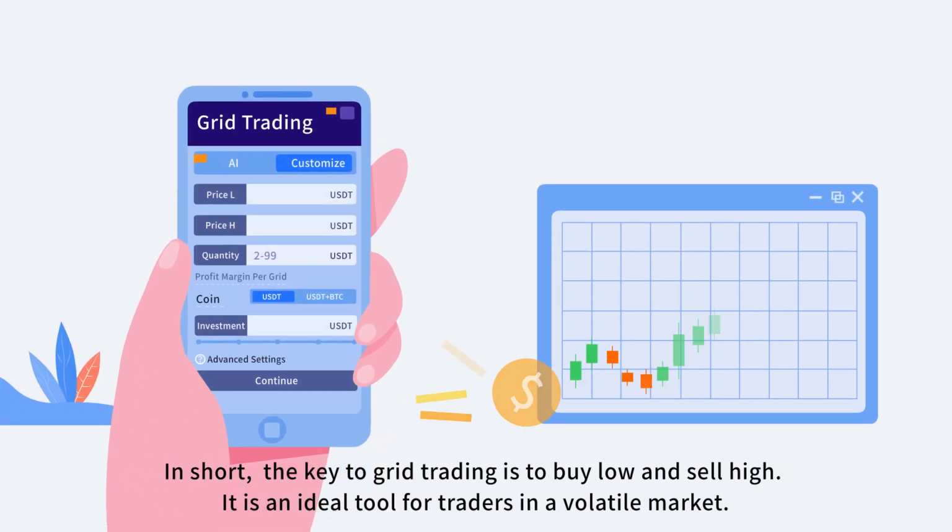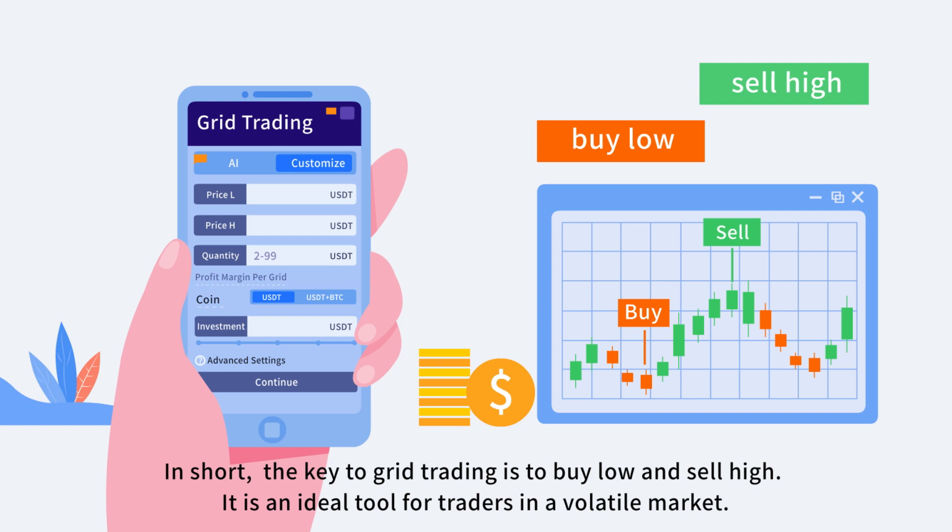In short, the key to grid trading is to buy low and sell high. It is an ideal tool for traders in a volatile market.